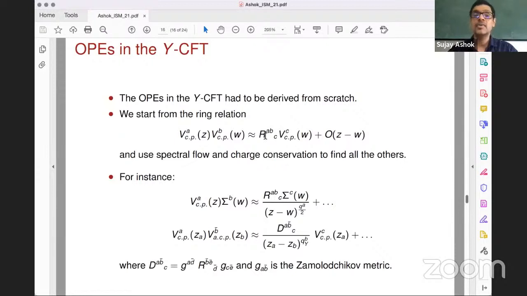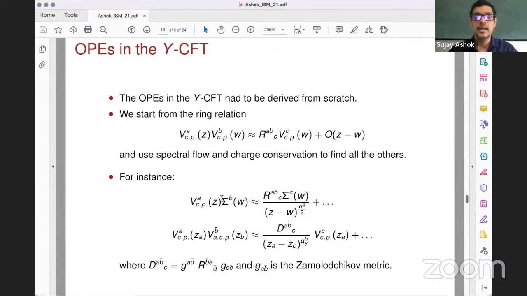Given this, and given the spectral flow, which is guaranteed because of the (2,2) superconformal symmetry of the Y theory, we can determine all the others, because the Ramond ground states and the antichiral primaries can all be obtained by spectral flow by half or 1 unit on the worldsheet.